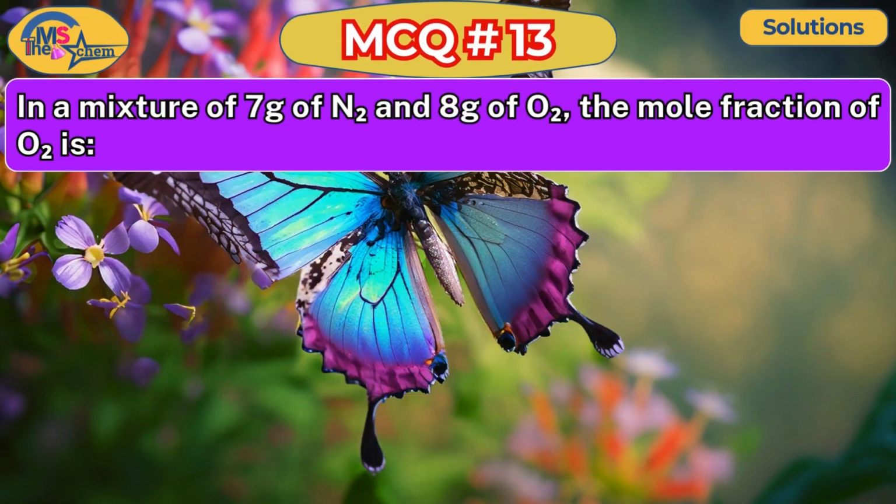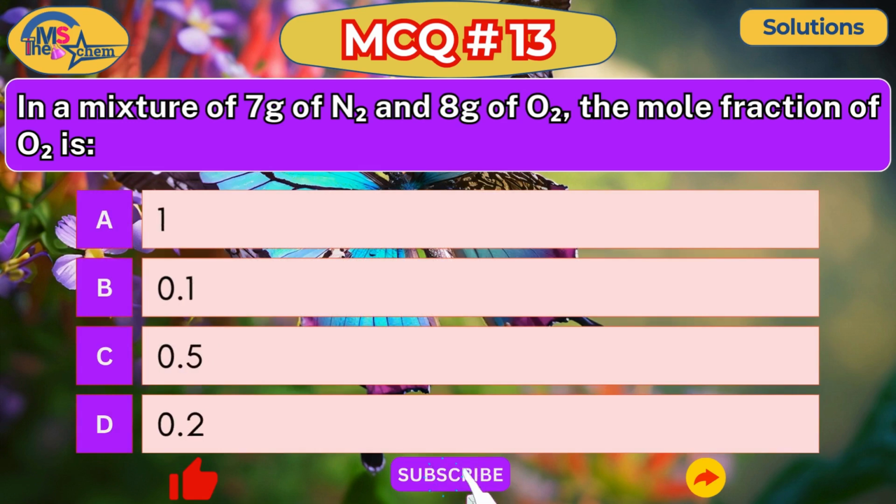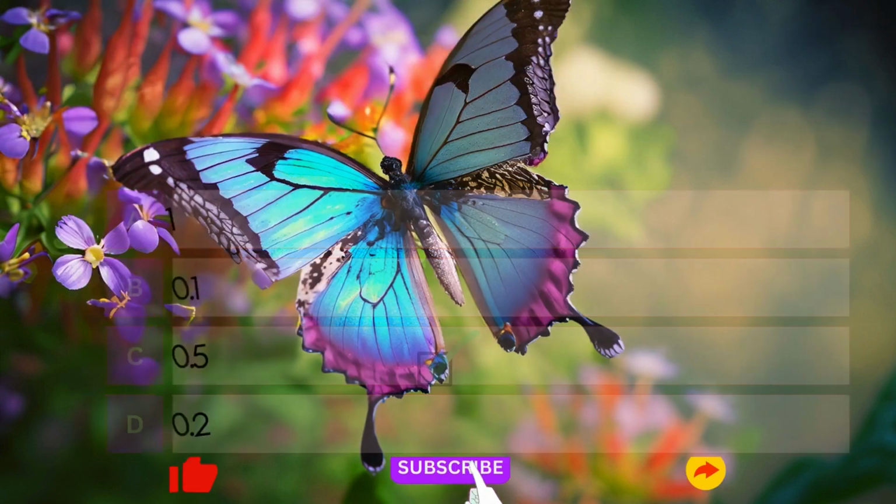And now question 13 is, in a mixture of 7 gram of nitrogen and 8 gram of oxygen, the mole fraction of oxygen is. Here are the four options given. Option A 1, option B 0.1, option C 0.5 and option D 0.2. The true answer to this question is option C 0.5.